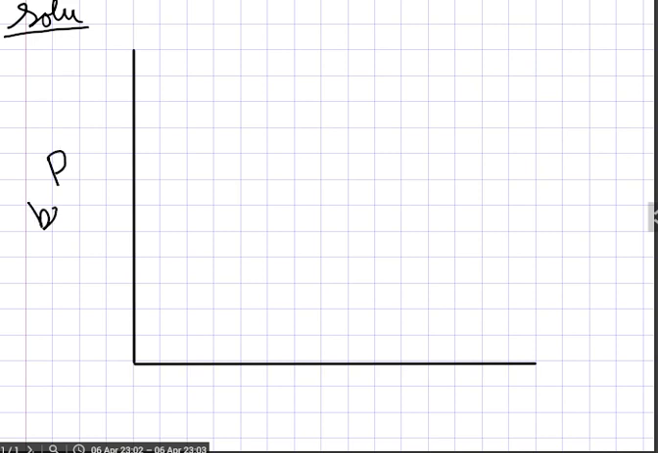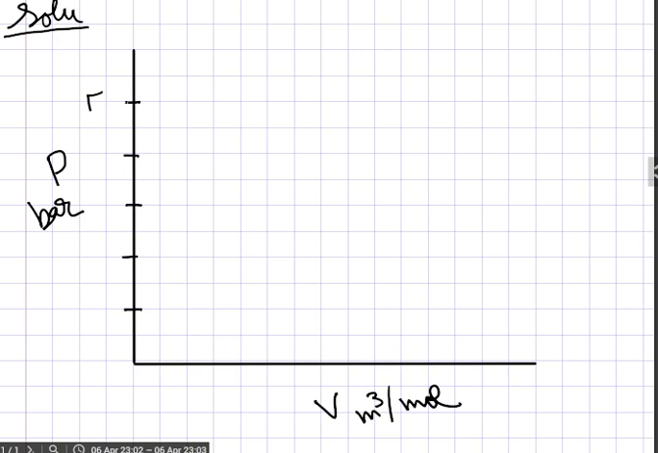So on one axis you take pressure in bar, and here volume in meter cube per mole of the gas, and you can show here 1, 2, 3, 4, 5. This is pressure, 5, 1. So always draw these types of graphs.